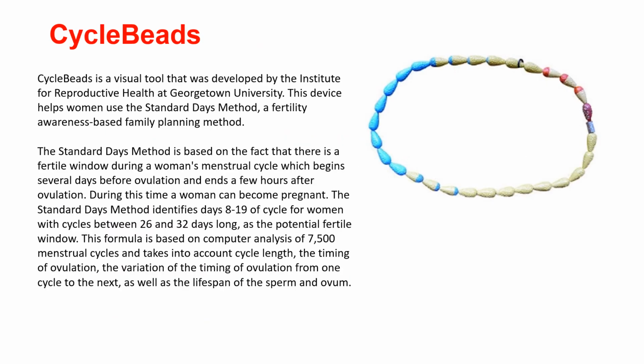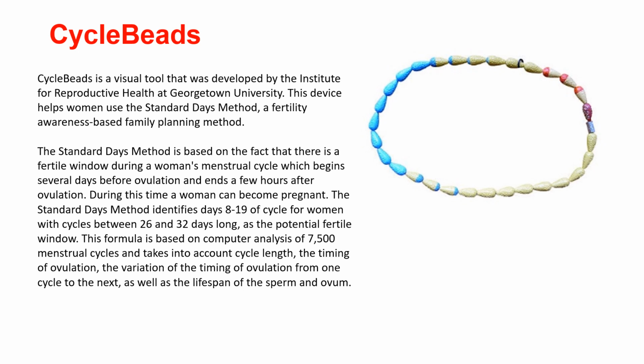Cycle beads. Cycle beads is a visual tool that was developed by the Institute for Reproductive Health at Georgetown University. This device helps women use the standard days method, a fertility awareness-based family planning method. The standard days method is based on the fact that there is a fertile window during a woman's menstrual cycle which begins several days before ovulation and ends a few hours after ovulation. During this time a woman can become pregnant.